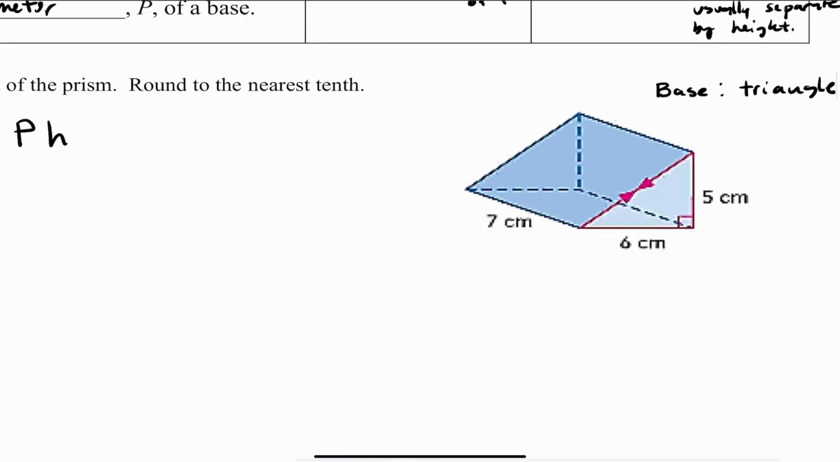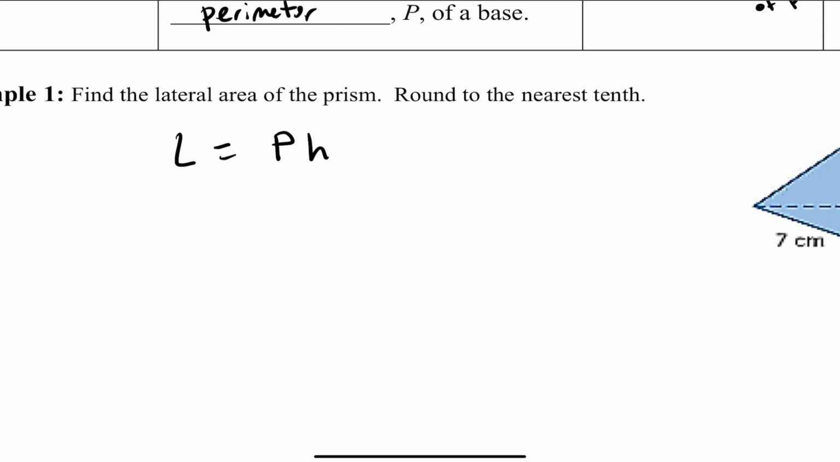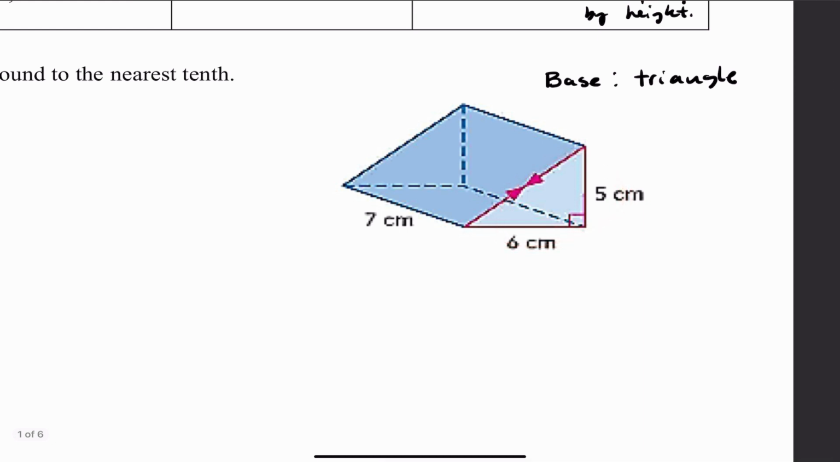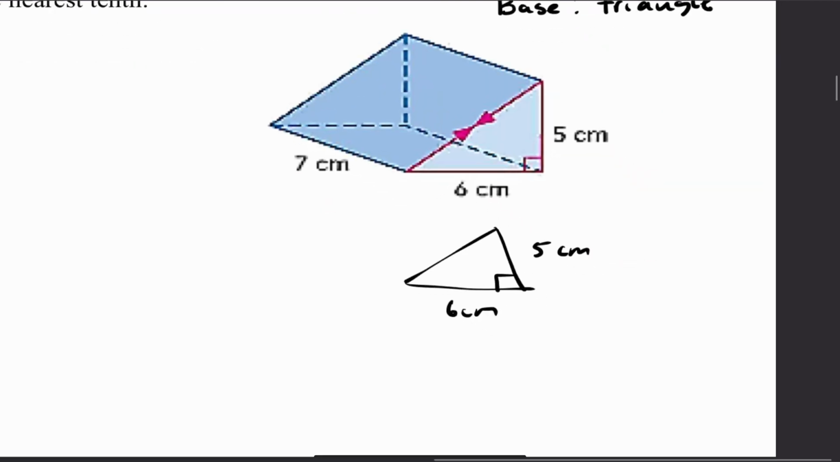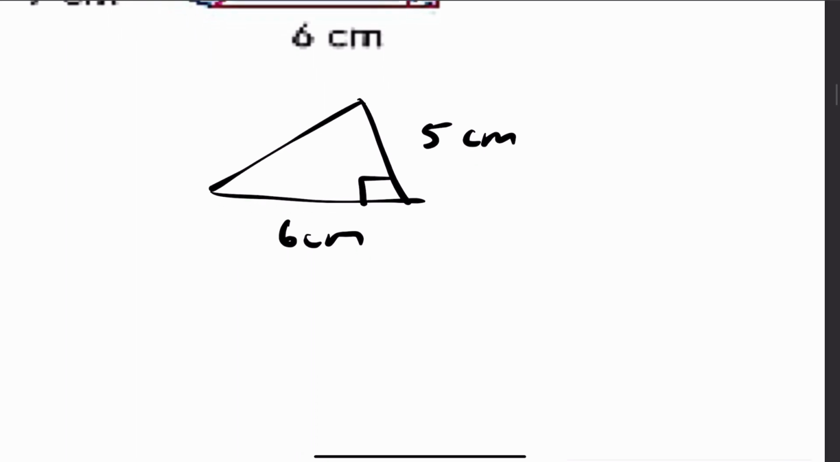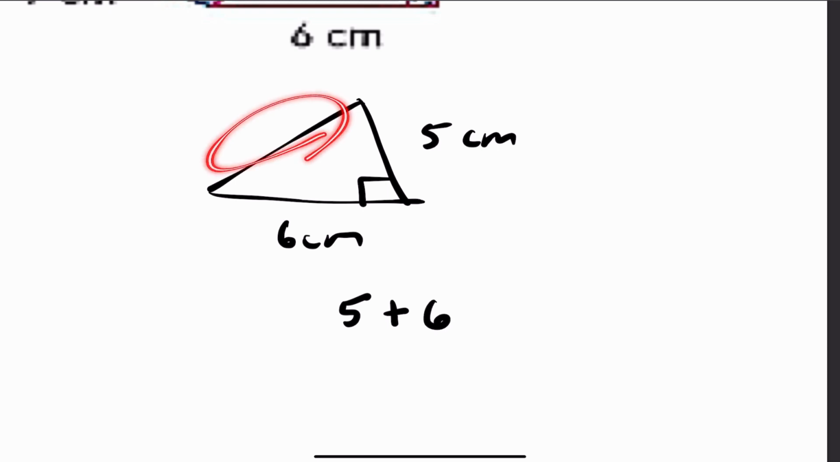Okay. So L is equal to the perimeter of the base, so the triangle, which I'm going to redraw. So 5 centimeters there, 6 centimeters there. So I'm trying to find the perimeter of the base. And then I'm going to multiply that by the height of the prism. So, okay, let's find the perimeter of the base, which is a triangle. We currently have 5 plus 6, and I don't know what this side here is.